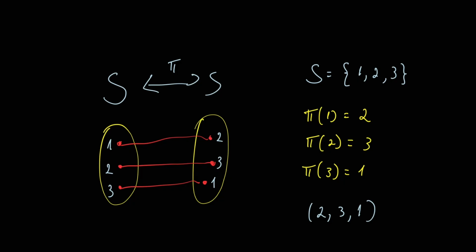So the arrangement point of view and the function point of view are really two sides of the same coin. Both capture the idea of permutation, which is a perfect reordering of a set.